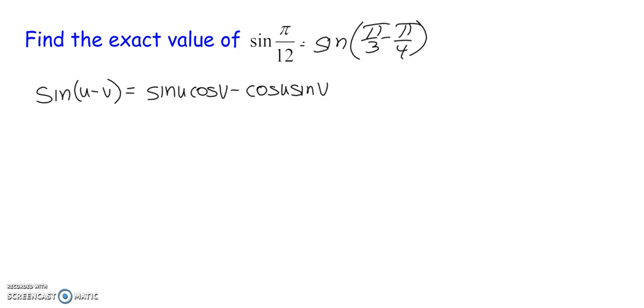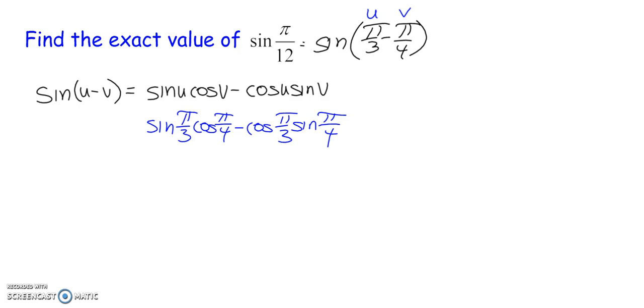On the last one, it was an addition problem. Order didn't matter. I could have flipped that around. Here, order is going to matter. This first term is my u. This is my v, so I have to be very careful in my order. I'm looking at sine of pi over 3, cosine pi over 4, minus cosine pi over 3, sine pi over 4. And these should be values I already know.